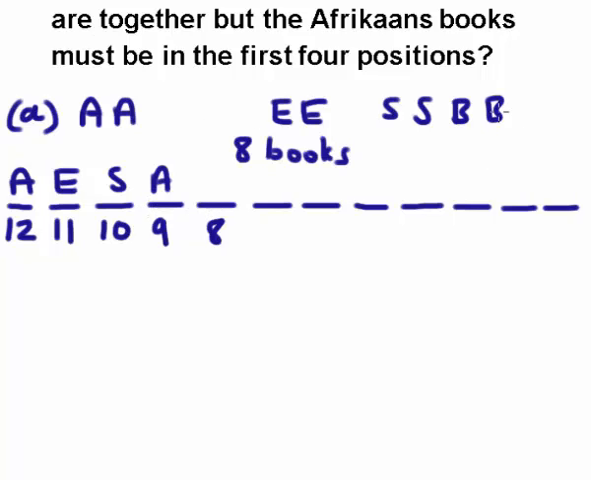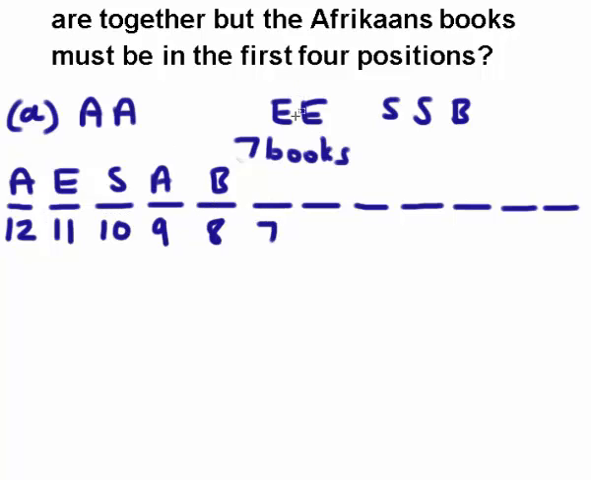So let's choose a biology book. We've got a biology book that we can choose. Let's take that one there, and bring it into position in the fifth place. Now we're down to 7 books, 1, 2, 3, 4, 5, 6, 7. So there's 7 possible choices for the sixth position.